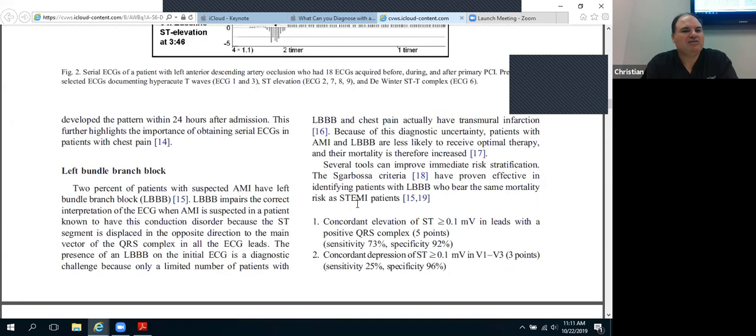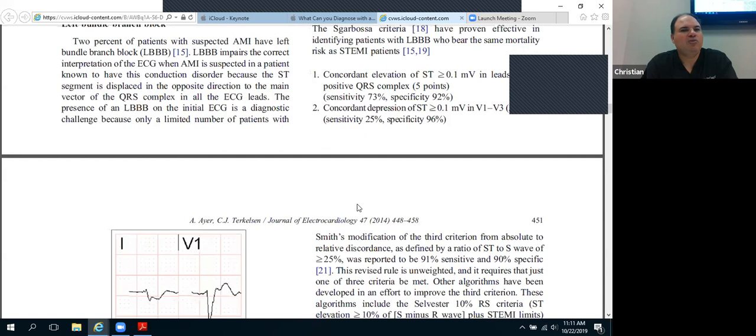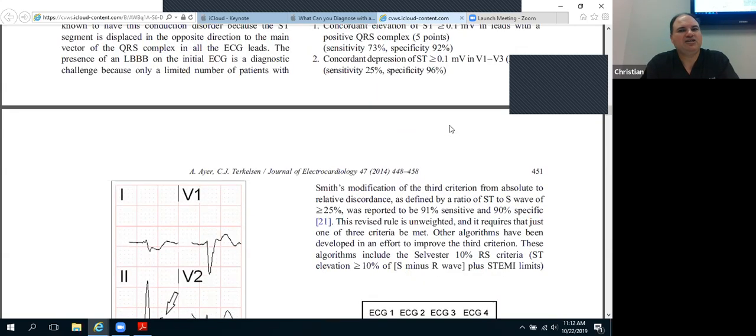All right, these are the MIs that people miss. The left bundle branch block, really finding Sgarbossa criteria. And this is how you diagnose a STEMI in a left bundle: they have a concordant ST elevation of more than 0.1 millivolts, or they have concordant depressions of greater than 0.1 in V3. There's a whole set of criteria for these.